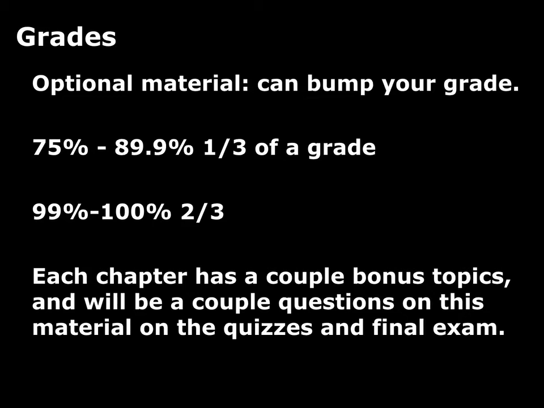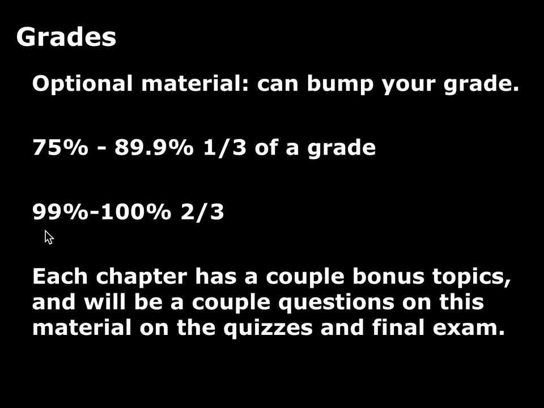Any student who over the quarter gets between 75% and 89.9% on the optional material will have their letter grade bumped by 1/3 of a letter grade. So for instance, if you've got an A, you'll get bumped to an A plus. So that's how you can get an A plus.